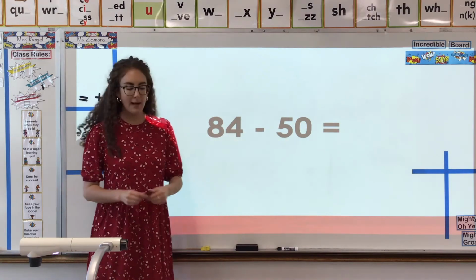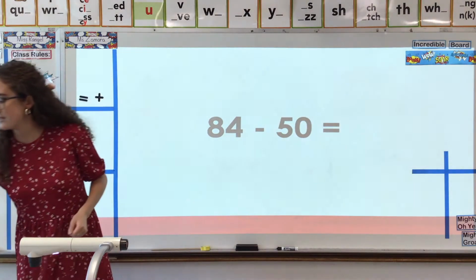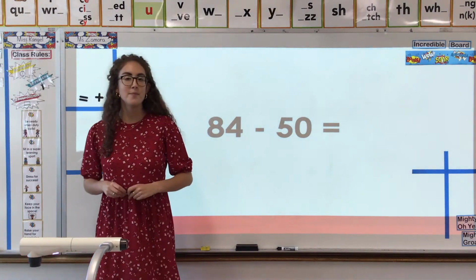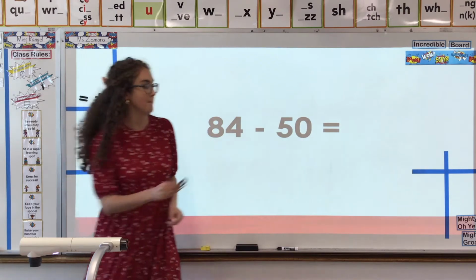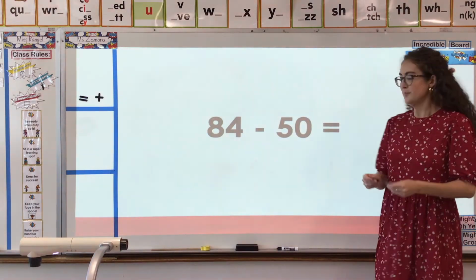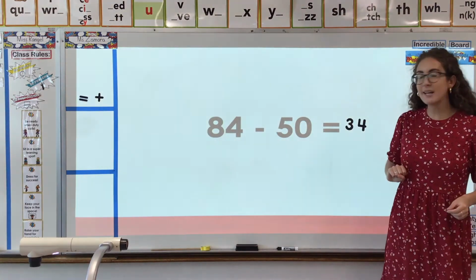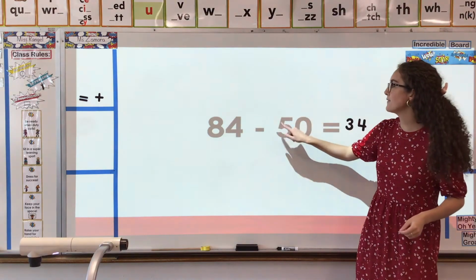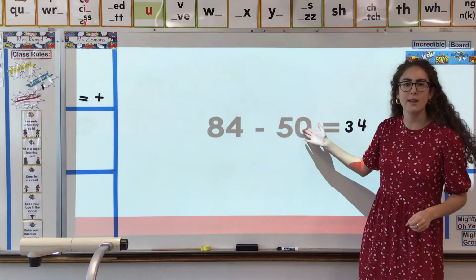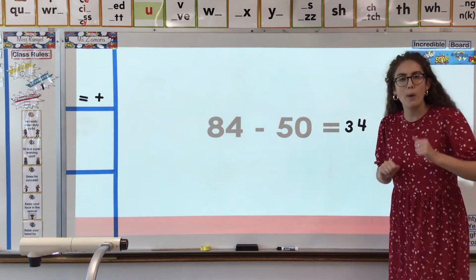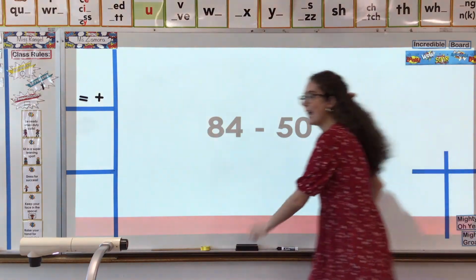84 minus 50. You're still going to work with numbers in the same place. What would this be? The tens place? The ones place? This would be 34. Because look, 8 tens minus 5 tens gets you 3 tens. But 4 ones minus nothing still leaves you with just 4 ones. So our answer is 34. Okay, last one.